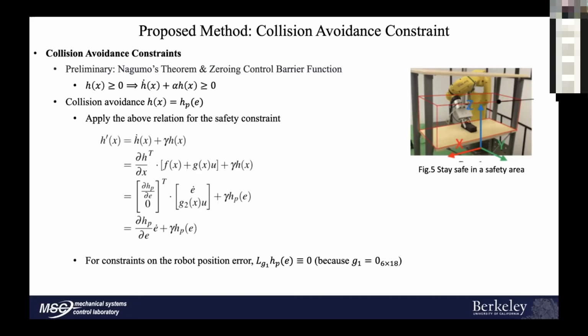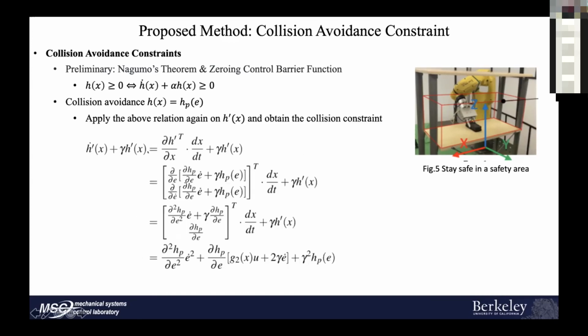But finally, we find that after taking one step of derivative, the control input u, which is the impedance gains, does not show up. The reason is that for this system and this constraint, the relative degree is greater than 1. So taking one derivative is not enough to find the collision constraint. We do one more step of derivative. h prime of x is this equation, and then we take one more derivative and find the terminal collision constraint.